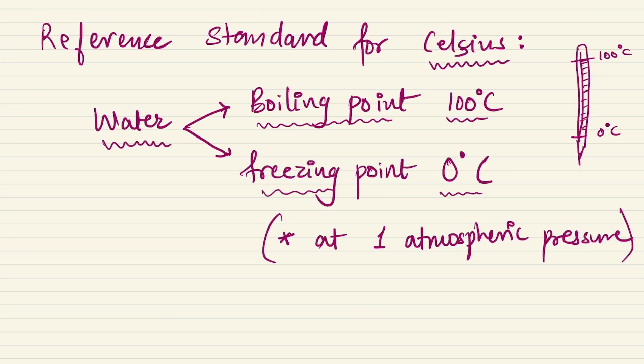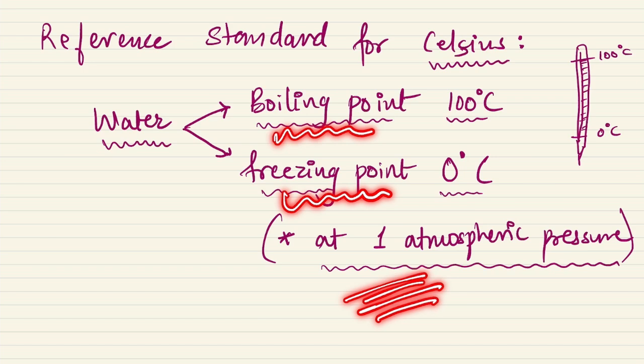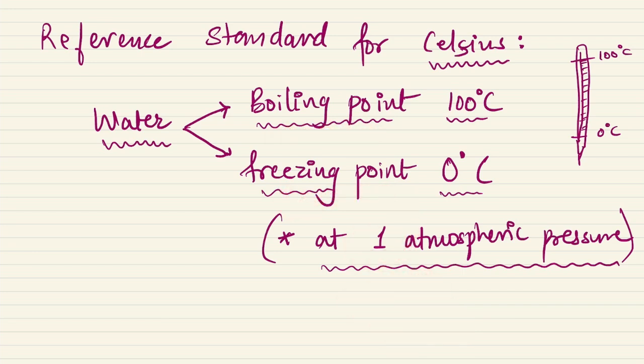Now the entire story is applicable only when the atmospheric pressure is 1. If the pressure is different, as you might have studied in previous grades or will study in this chapter as well, the boiling point and the freezing point will change. So whenever we say that water boils at 100 degrees Celsius or the freezing point of water is 0 degrees Celsius, we should always mention that it is at 1 atmospheric pressure.